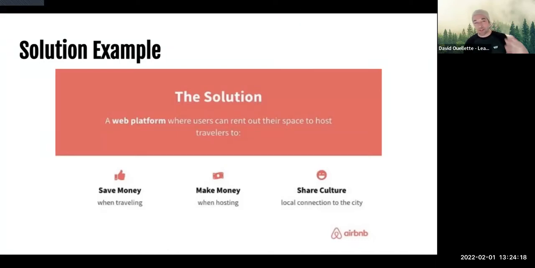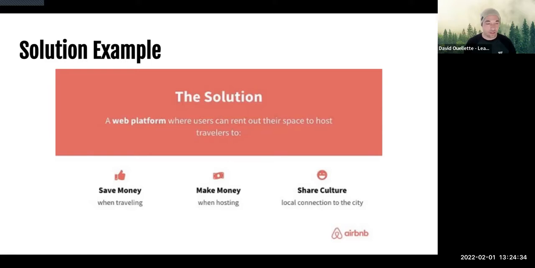Of course, you could add in videos of people traveling and other stuff like that. You're doing a video pitch, so you can add in those other elements too. But very straightforward, very clear what the value of Airbnb is and how they go about solving the problem.